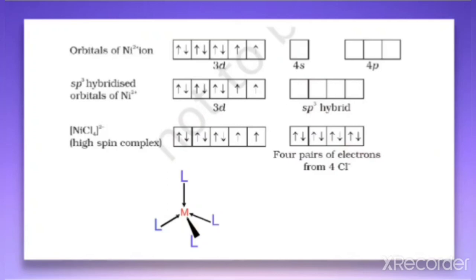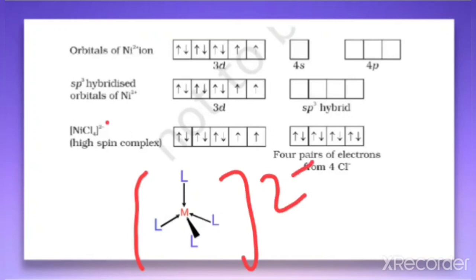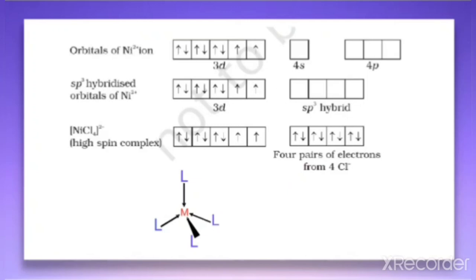But here only a geometry is shown. You have to make the correct symbols for M and L, depending upon the example that is given to us, and keep the correct charge here. The charge that is given on the complex sphere, you have to keep the overall charge on that here. So this is the geometry. What about the magnetic behavior? Here there are unpaired electrons. Therefore, they are paramagnetic and colored.